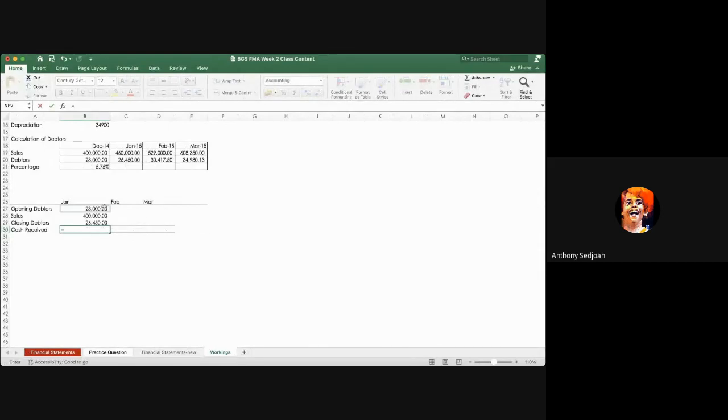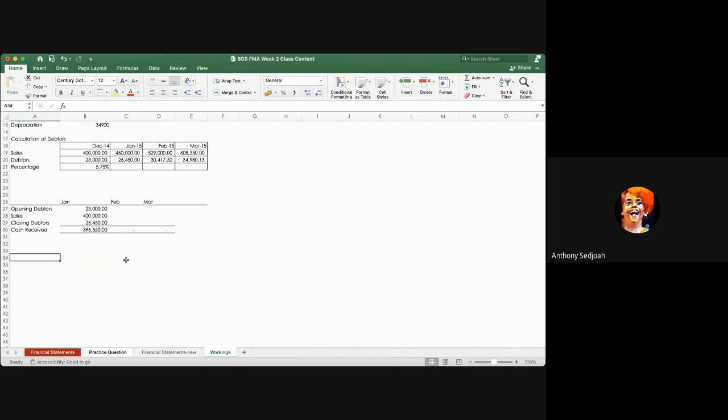The formula for the cash received, the cash that was received from our sales, will be the opening debtors plus the sales minus the closing debtors. Exactly. You all understand why this is the cash received.